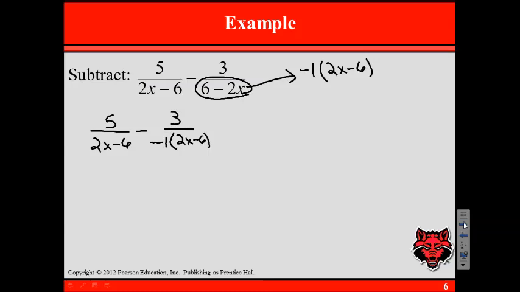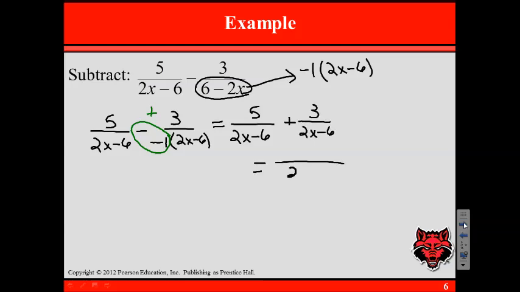And remember that a negative in the denominator can be moved to the numerator. It can be moved out front. If we move it out front, we would have a minus sign and another minus sign, and that would become addition. So we can rewrite this as 5 over 2x minus 6 plus 3 over 2x minus 6. We have a common denominator, 2x minus 6, and 5 plus 3 is 8.